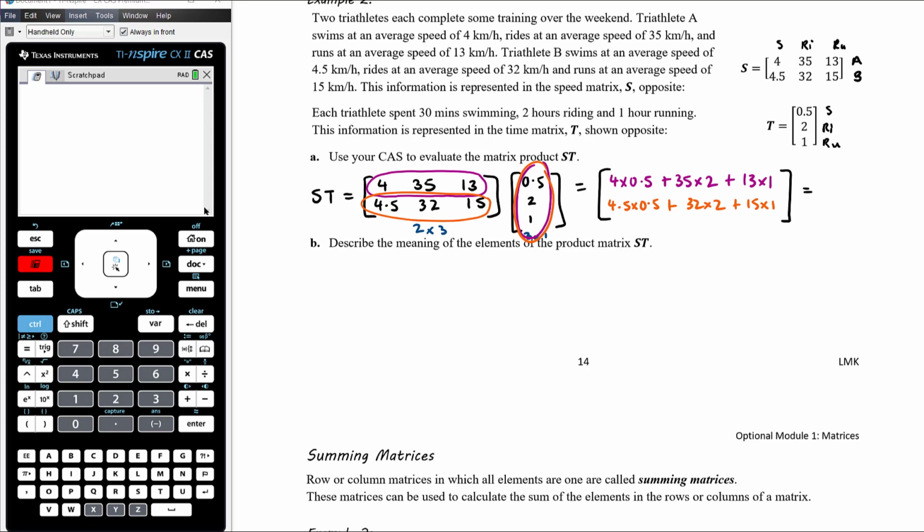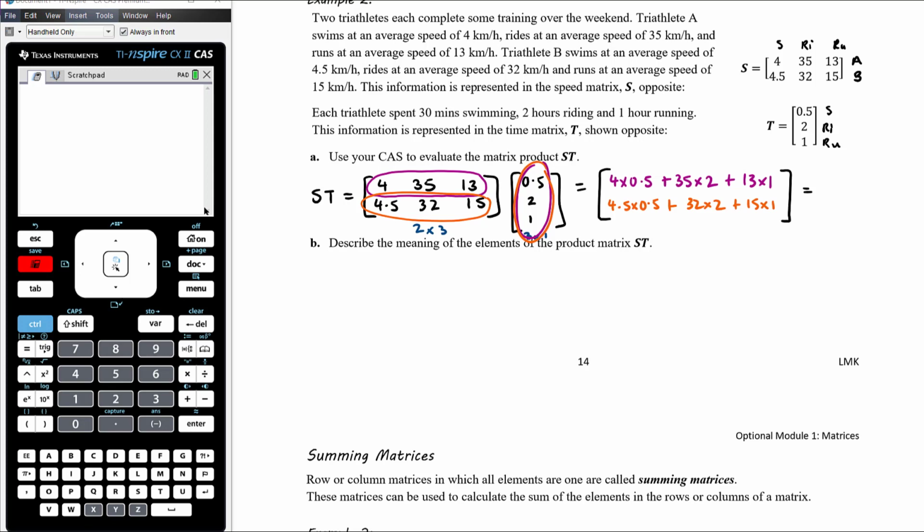And then we're going to add that together with the riding speed times the riding time, which gives the riding distance, and then we're going to add that together with the running speed times the running time, which gives the running distance. So what we're actually going to be calculating in the final matrix is the total distance that each athlete travelled over the course of the triathlon.